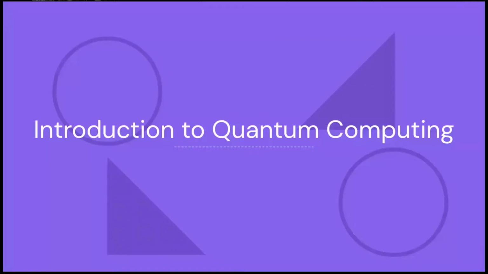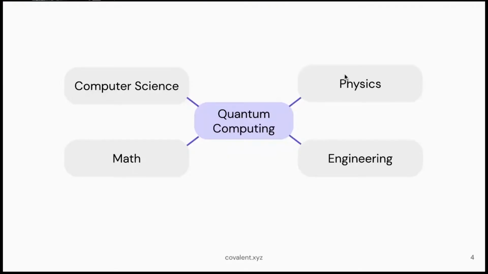Okay, so before we talk about quantum machine learning, we're going to do a brief introduction to quantum computing. So quantum computing kind of finds itself at this intersection of a few different disciplines. There's computer science, there's physics on the quantum mechanics end, there's math, and there's engineering, and quantum computing brings all of these together for this new kind of computation.